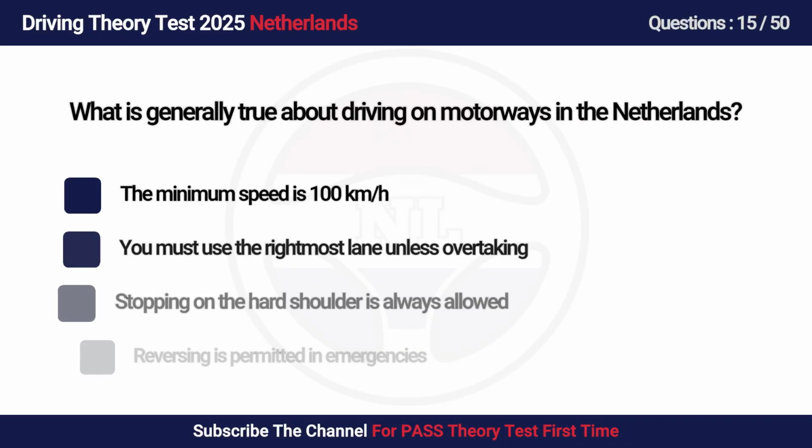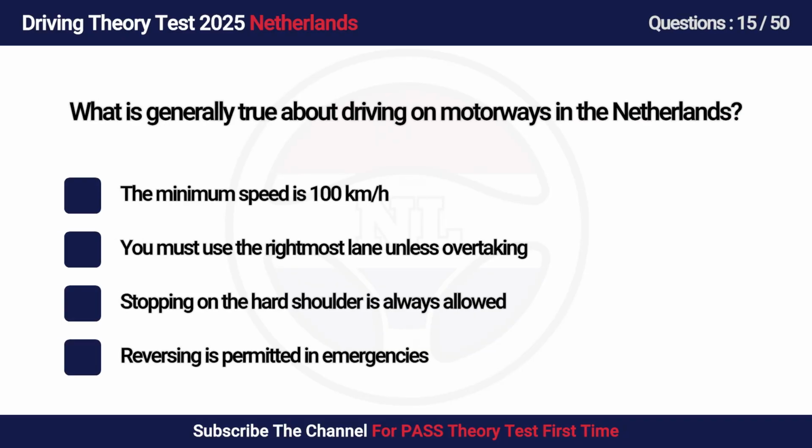Question 15. What is generally true about driving on motorways in the Netherlands? A. The minimum speed is 100 kilometers per hour. B. You must use the rightmost lane unless overtaking. C. Stopping on the hard shoulder is always allowed. D. Reversing is permitted in.